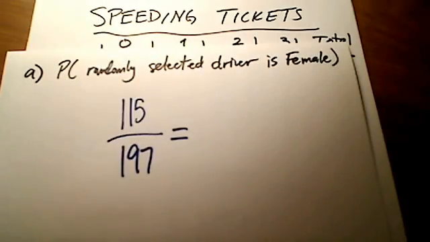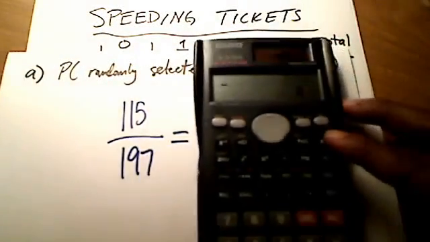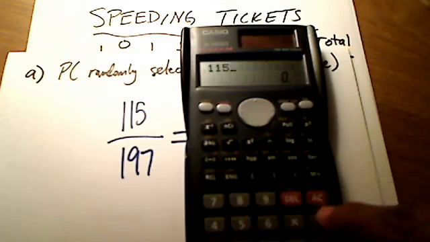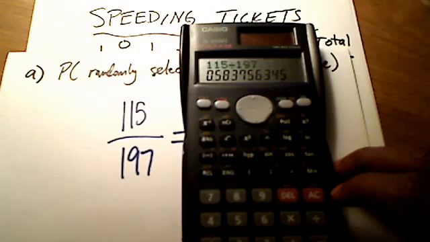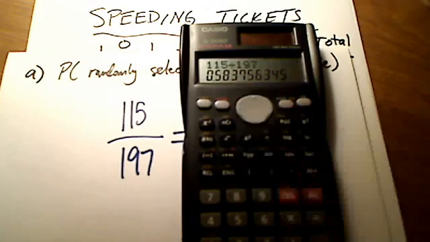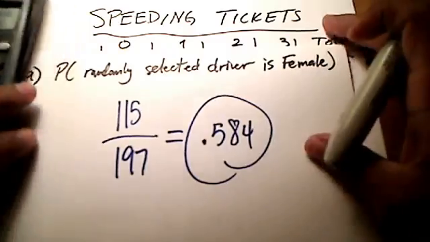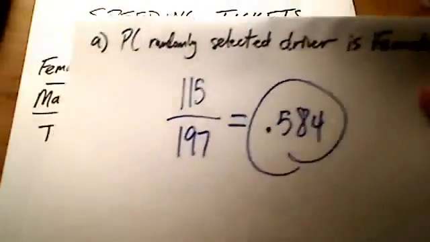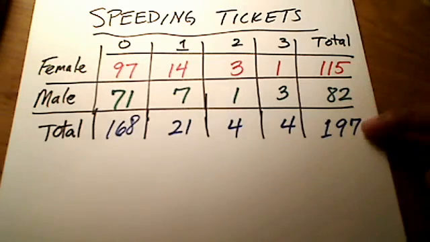We'll crunch that out on our calculator, and this comes out to be 115 divided by 197. Roughly, if we go to 3 decimal places, 0.584. So I'll put that here, 0.584. That's just randomly selecting a driver, and the driver happens to be female. So 115 out of 197.